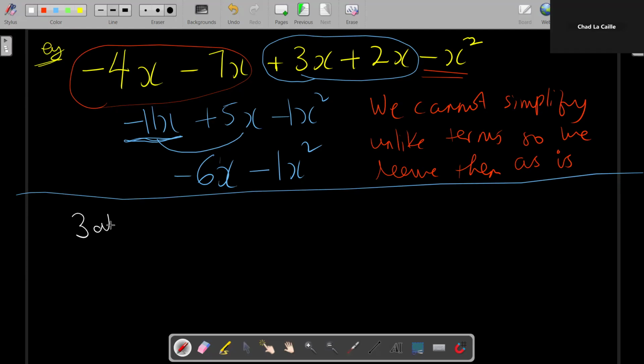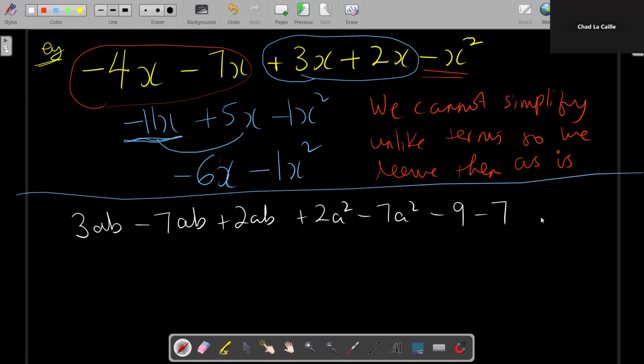If you pay attention to this example now, we have 3ab minus 7ab plus 2ab plus 2a squared minus 7a squared minus 9 minus 7. There are plenty of terms here, so we have to look quickly and see which ones are the like terms. A sum of these two here using the same signs law. So ab and ab can simplify, yes. I bring it down.